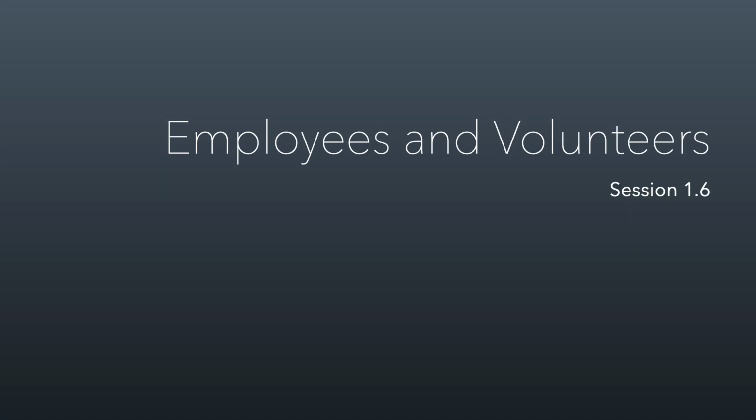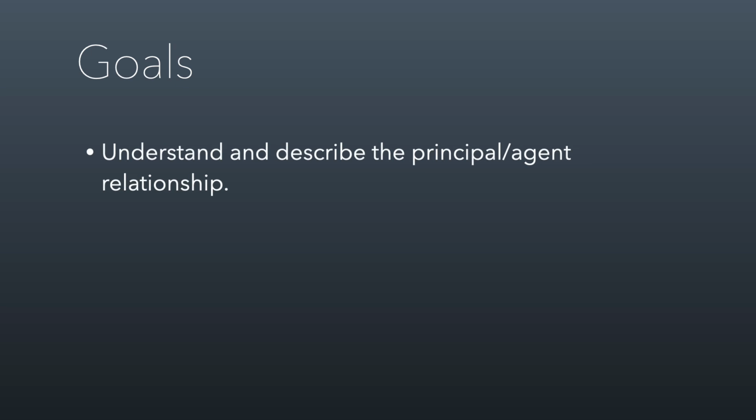This is the last of the sessions for Unit 1, where we're talking about nonprofit legal structures. And we're going to talk in this session about employees and volunteers and the legal roles that they play within a nonprofit organization. The goals are to understand and describe something called the principal-agent relationship. This is a legal relationship that affects the legal liability of nonprofit corporations.